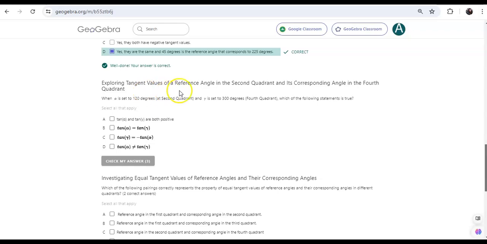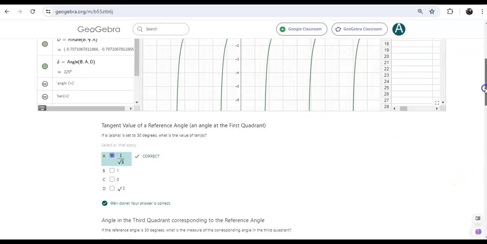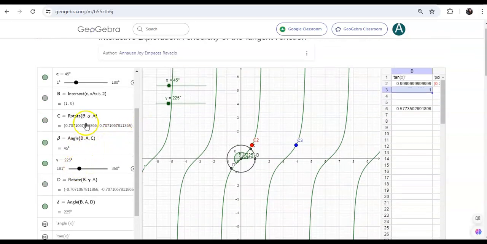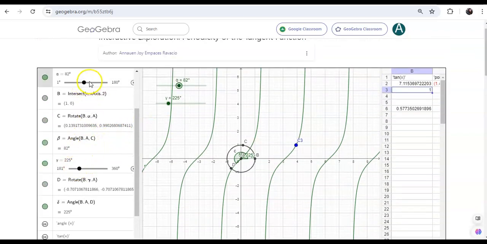Exploring tangent values of a reference angle in the second quadrant and its corresponding angle in the fourth quadrant. So our alpha this time is 120 and our gamma is 300. Okay, 120. So that will be the second quadrant. See, point C is in the second quadrant, and then 300.